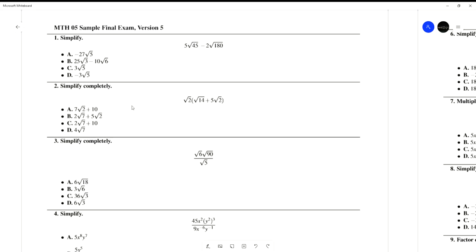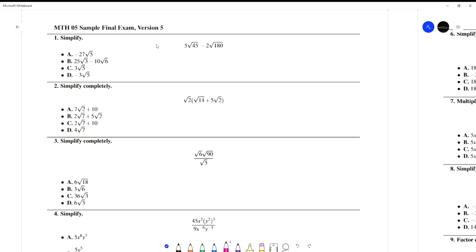Up and rolling. And we are looking at sample final exam version 5 today. As you can see, all the questions that we've seen in the previous 4 exams, at least the type of questions, are the same, right? So there's no surprise. Look at that. We have our first example. Our first problem here is simplifying and combining radicals, right?